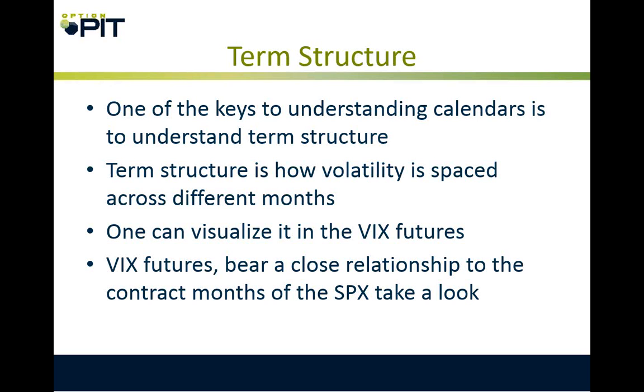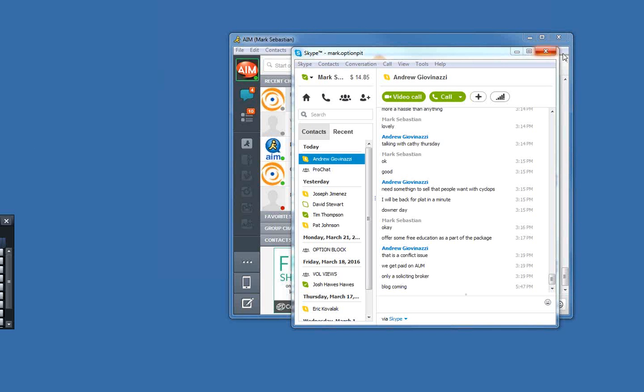So again, you've got to understand term structure. Term structure is how volatility is spaced across different months. Every month in an equity or an ETF or an index has this concept of term structure where every month is a little different. The volatility of an earnings month in Apple is going to be different than a non-earnings month. Don't believe me? I'll show you.